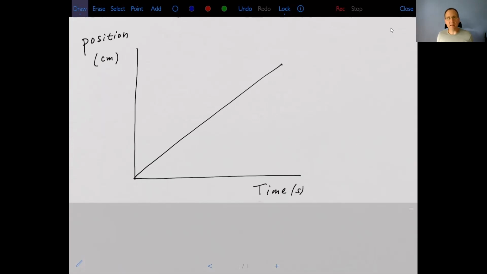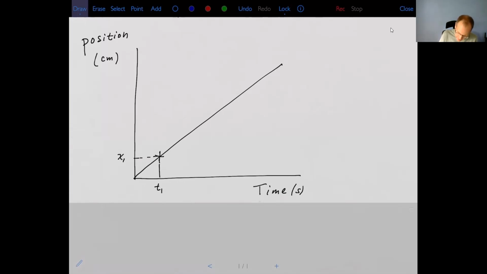Okay, so since it's linear, one thing I could do is compute the slope, right? I could pick some point on that line, let's say this point right here. So this would correspond to, I'll call it t1, and then x1.